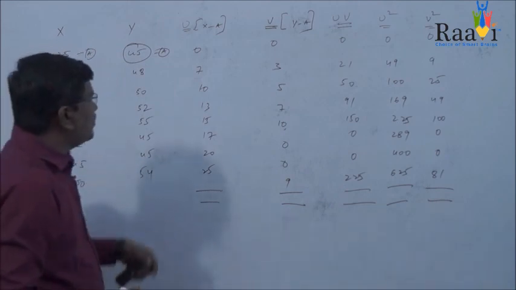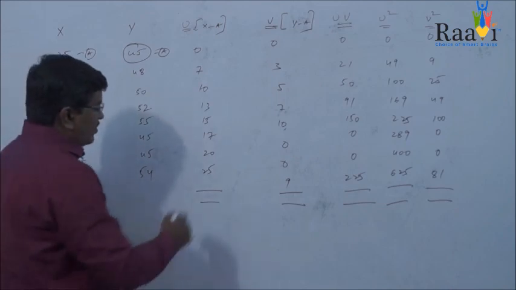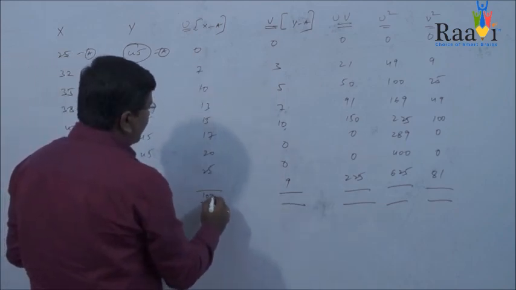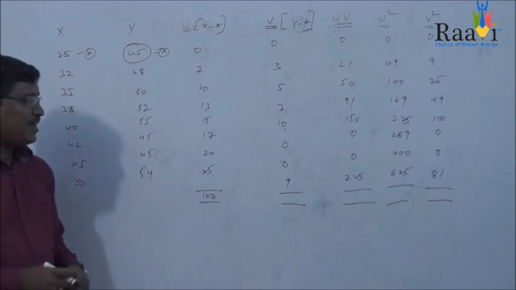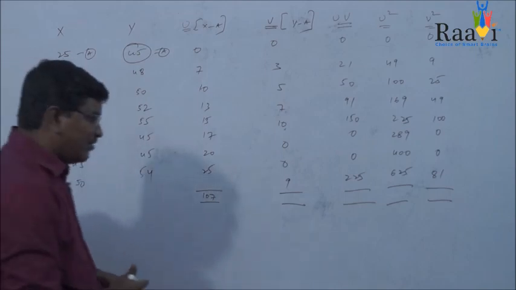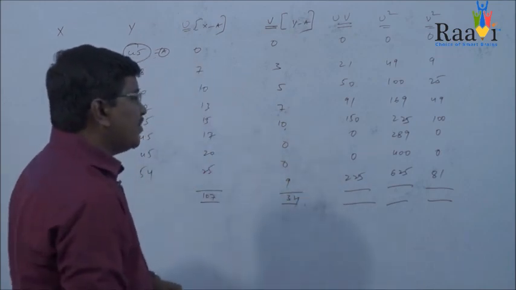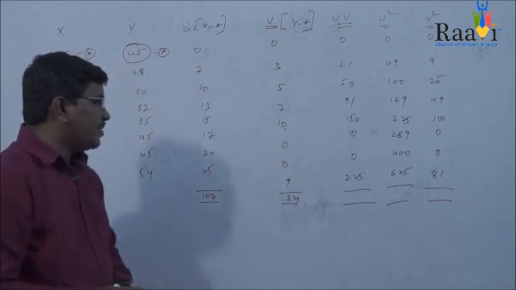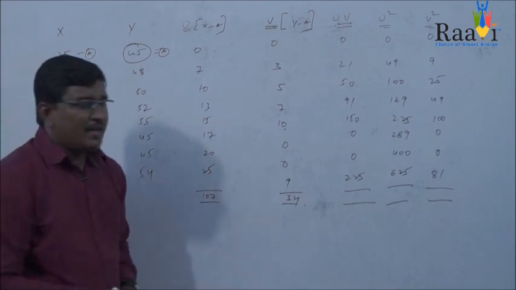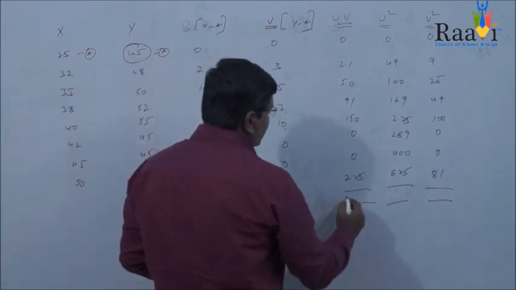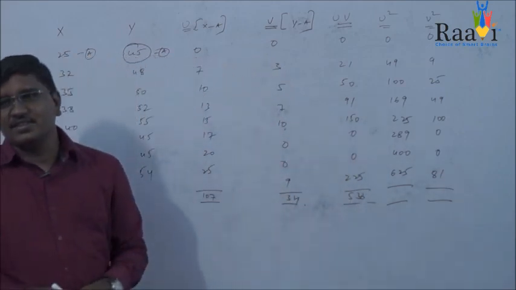So the total of u values is 107, and the v values, 9 plus 10 plus 7 plus 5 plus 3, give a total of 34. And for uv, 21 plus 50 plus 91 plus 150 plus 0 plus 225, you will be getting a total uv of 536. Total uv value is 536.